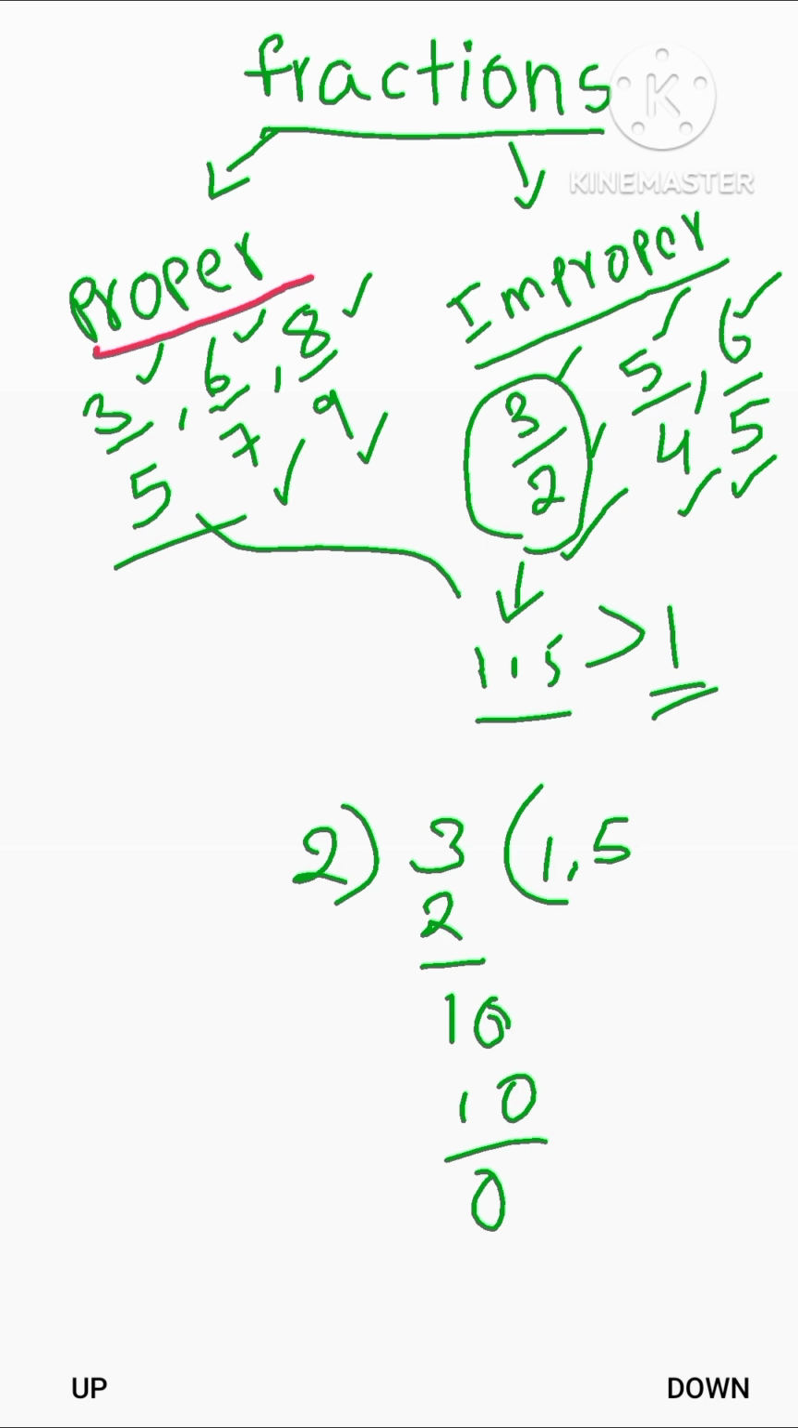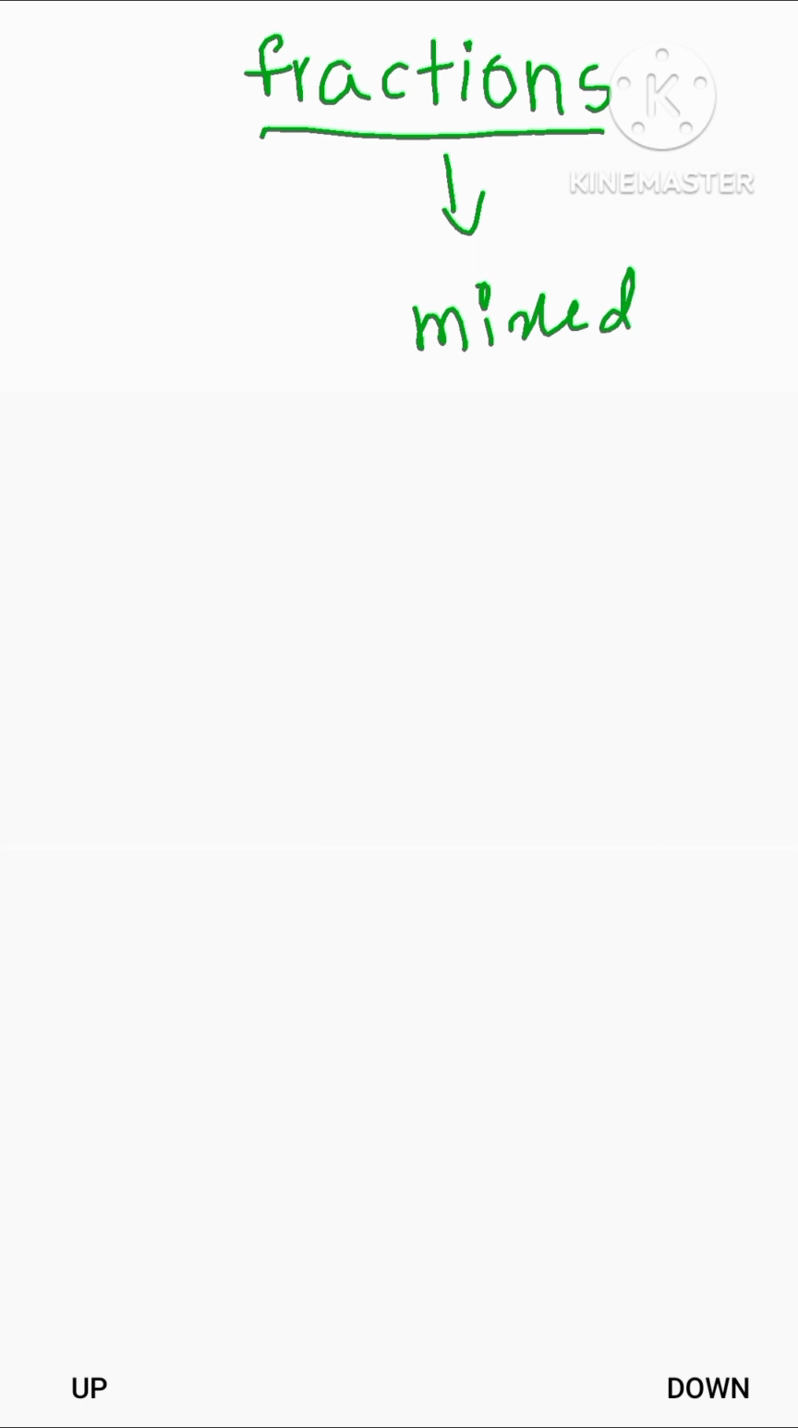Okay. Next, mixed fraction. What is a mixed fraction? A mixed fraction is a combination of a whole number and a proper fraction. For example, 2 1 by 3. So here 2 1 by 3 is a mixed fraction. Here 2 is the whole number and 1 by 3 is a proper fraction. Okay. So we can also change this mixed fraction into an improper fraction. So let us see how to convert this mixed fraction into an improper fraction.